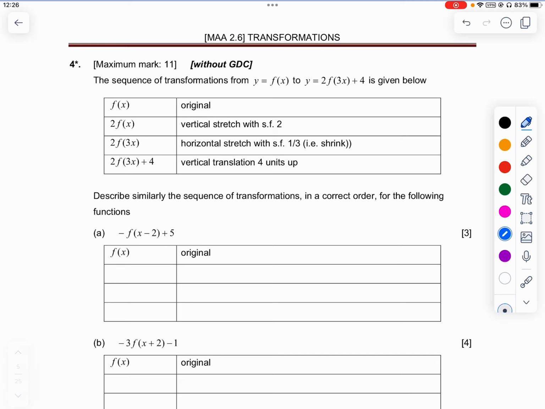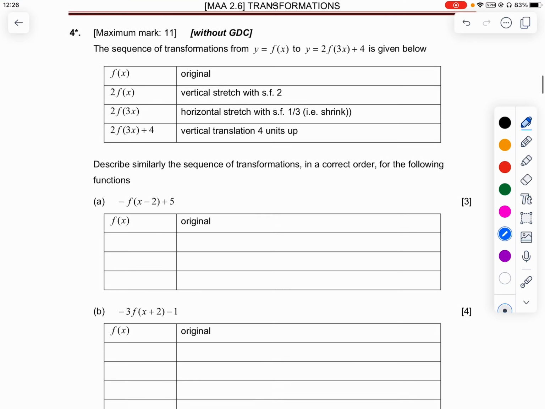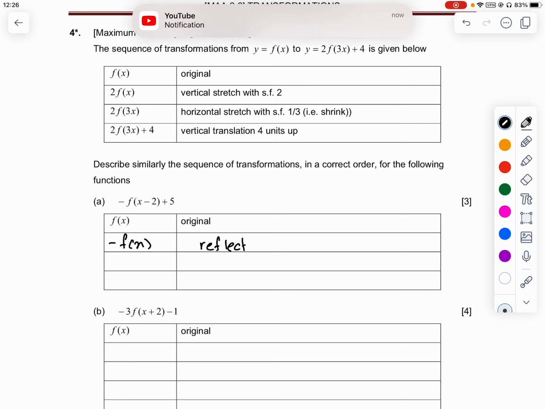Next, question number 4. Write down this one. Describe similarly the sequence of transformations. So first of all, what am I going to do? Negative f of x, which is nothing but what? Reflection in x-axis.